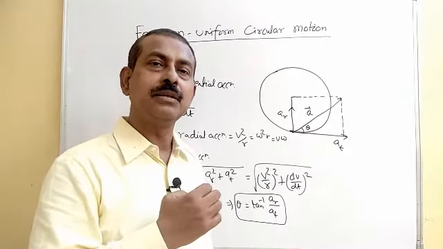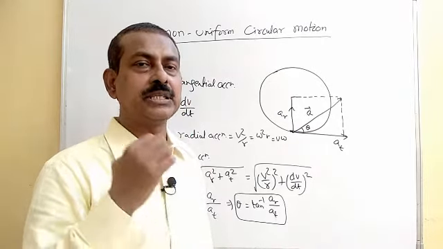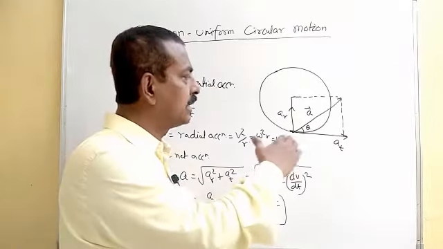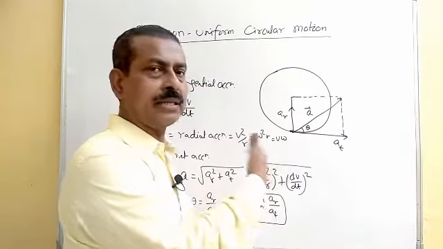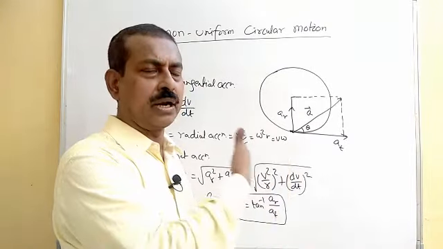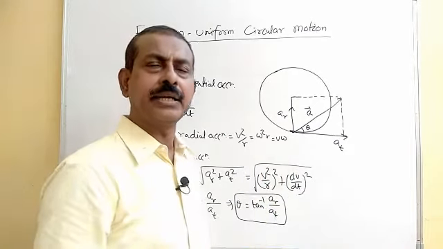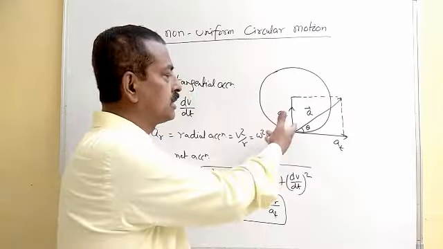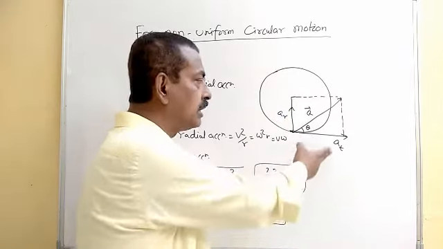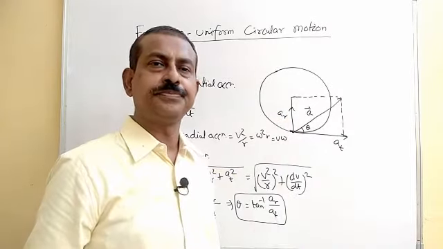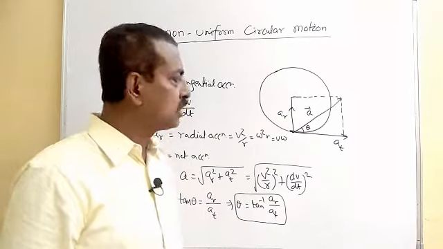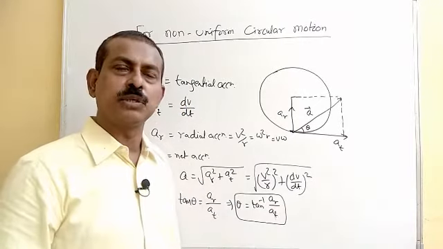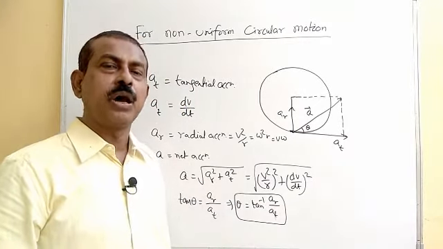Also, you can get the angle at which that acceleration is acting with either the tangential direction or the radial direction. Of course, this formula applies when it is making an angle theta with the tangential direction. So this is all there is in circular motion.